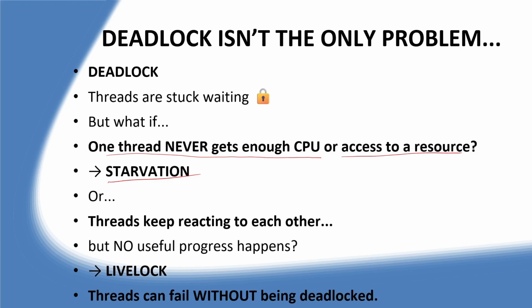There is another condition in which two threads might remain completely active, constantly responding to each other, but still never accomplish their task. Threads keep reacting to each other, but no useful progress happens. We call it livelock. Deadlock, starvation, and livelock may look like similar situations, but they happen for very different reasons. Understanding those differences is the next step in mastering Java concurrency.